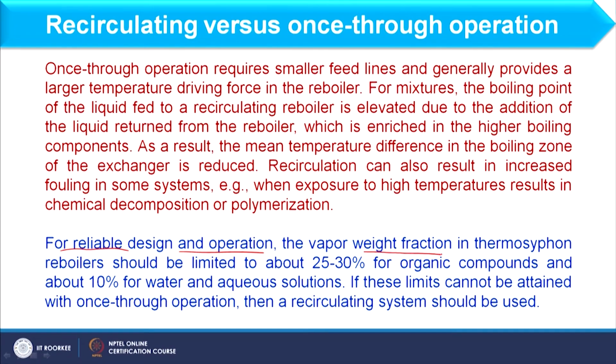So here I am having one important point about the reboiler, that for reliable design and operation, the vapor weight fraction in a thermosiphon reboiler should be limited to 25 to 30% for organic compounds and 10% for water or aqueous solution, okay. And if these limits cannot be obtained with once through operation, then a recirculating system should be used. Okay. So, in a recirculating system, only a fraction of the liquid is converted into vapor, and that is around 25 to 30% for organic compounds, right. And this point we will consider in designing of thermosiphon reboiler. I will speak about that at that time.